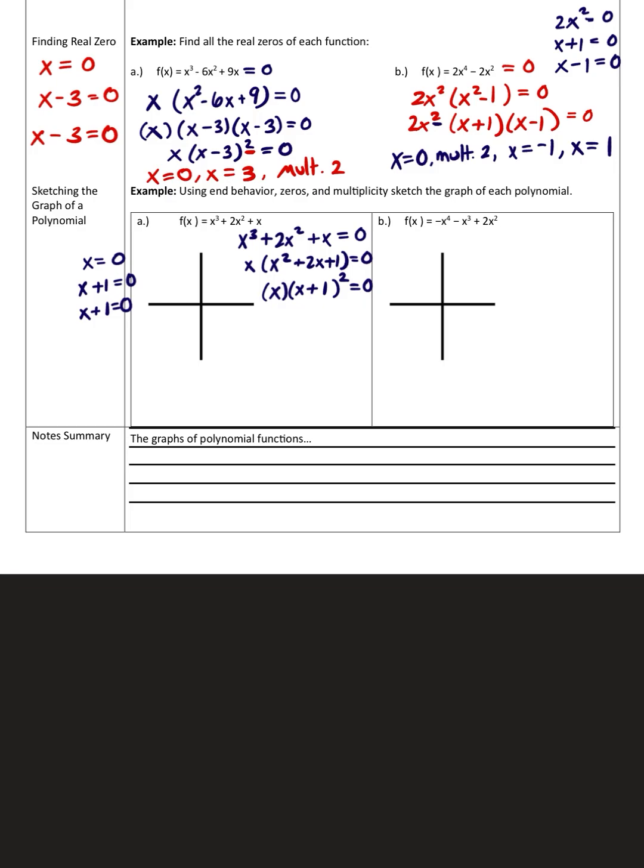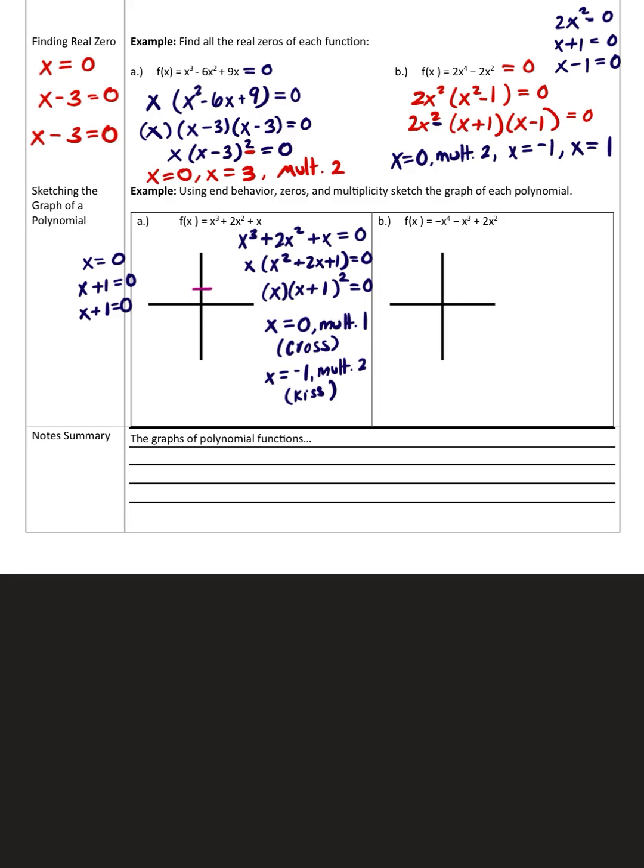What that means is it would simplify to an x equals 0 with a multiplicity of 1. Since it has a multiplicity of 1, it's going to cross the graph, or the x-axis. Then if I have an x equals -1, this has a multiplicity of 2, so it's going to kiss the graph at the x-axis.